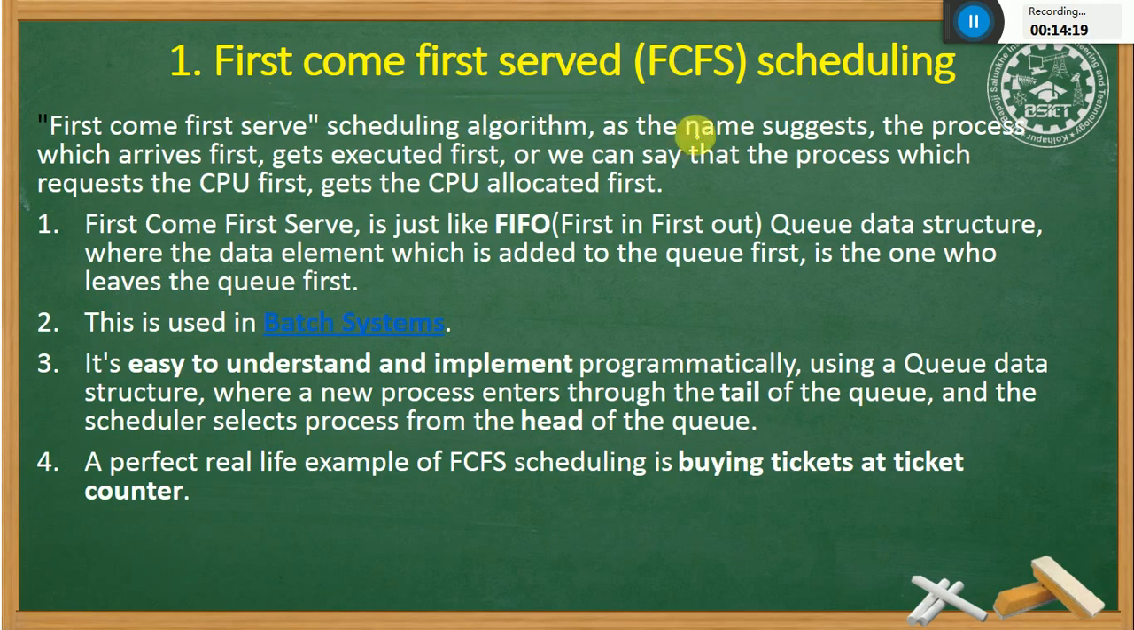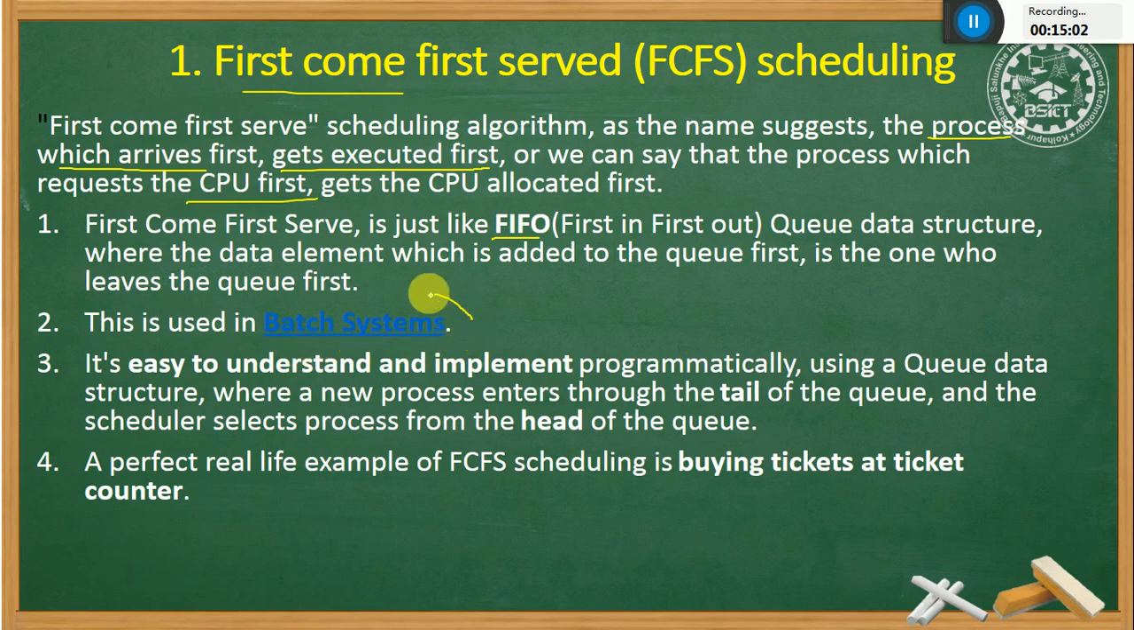As the name suggests, first come first serve scheduling. First come first serve means a process which enters the ready queue first gets executed first, or it will be assigned the CPU first. So that algorithm is known as first come first serve. In very simple words, the process which enters the ready queue first will get the CPU first. It is similar to first in first out scheduling in data structures.